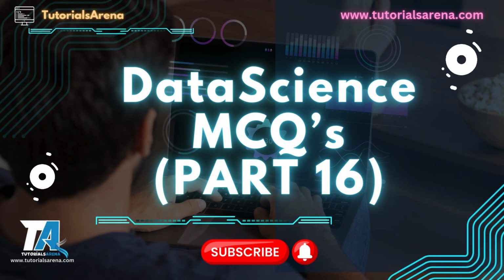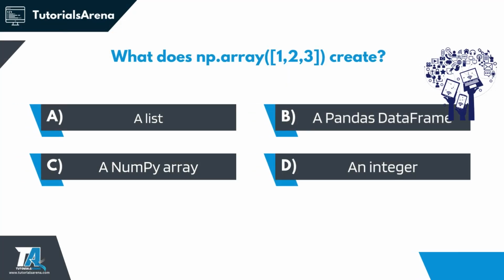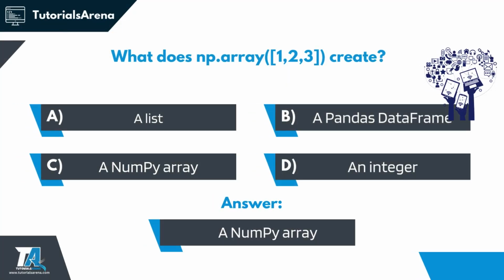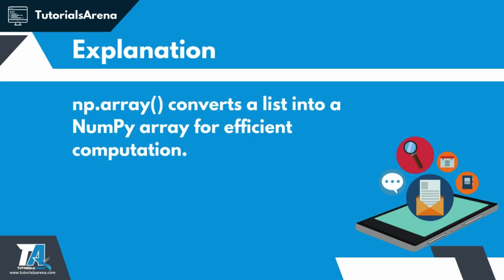The MCQ adventure starts. What does this NumPy array create? The correct option is option C, a NumPy array. np.array converts a list into a NumPy array for efficient computation.